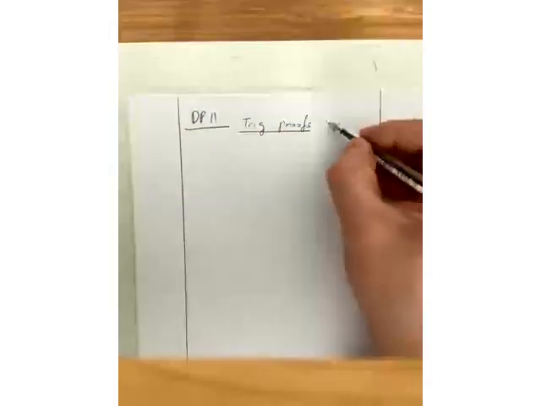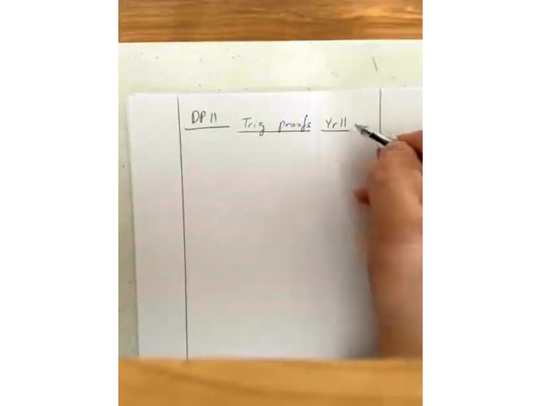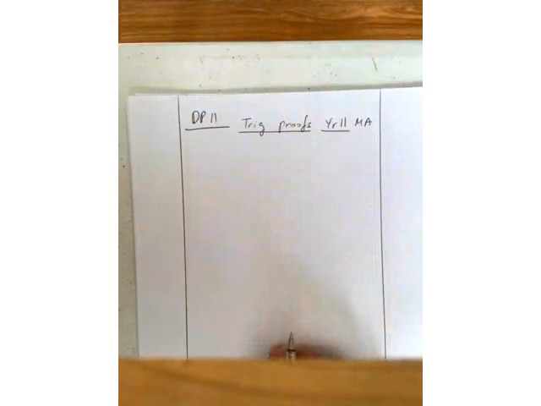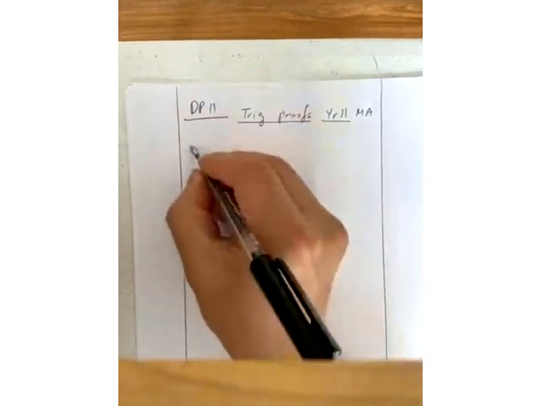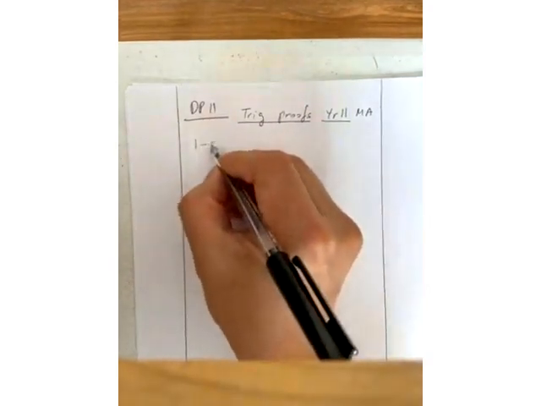Okay, if you've joined us, we are looking at Year 11 Maths Advanced trigonometry. We'll look at some basic proofs to start off with. You need to really know these identities first.